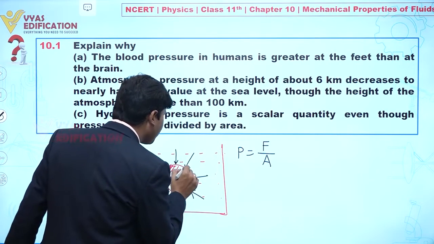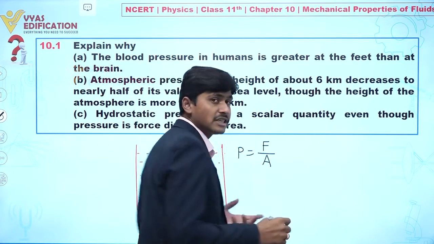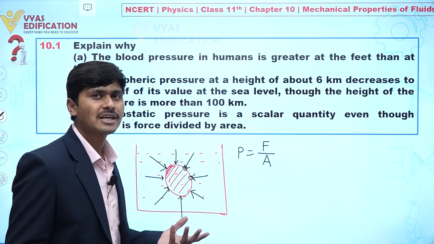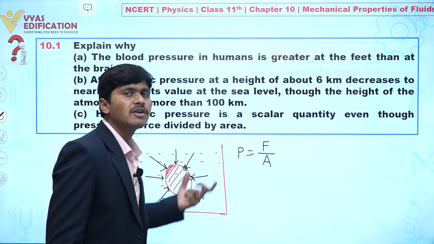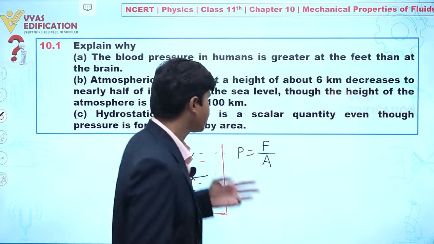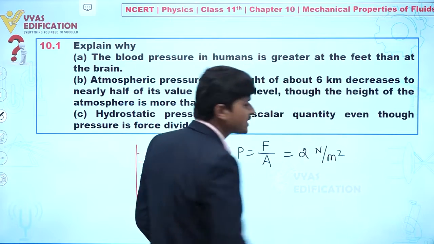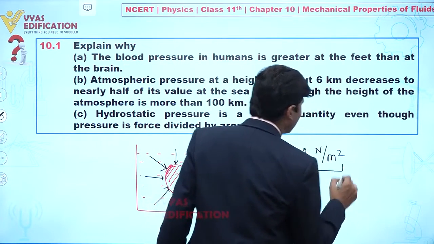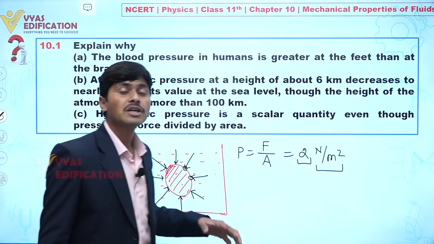Now if I am talking about these small areas, and you know force is a vector quantity, it means the pressure should be a vector quantity, but it's not. Why? Because in pressure we have a magnitude. Let's suppose we get a value of 2 Newton per meter square, then definitely it has some magnitude, and it also has a unit. But what about direction?